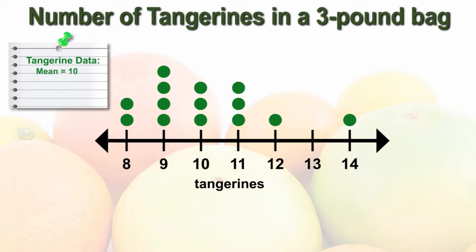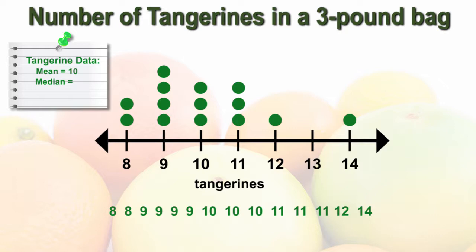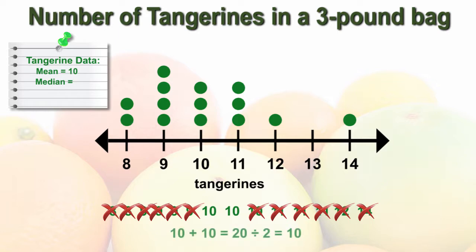Another way to analyze the data is to find the median. In order to find the median, we need to line up all of the data in numerical order. Now, count or mark off a number on each side until we reach the middle number or numbers. In this case, we have 2 number 10s. We can add these numbers together and divide by 2, or we just know that 2 number 10s will still be 10. The median is 10.